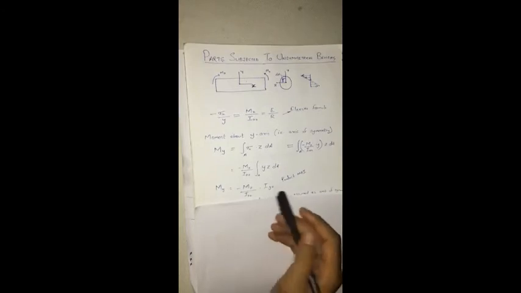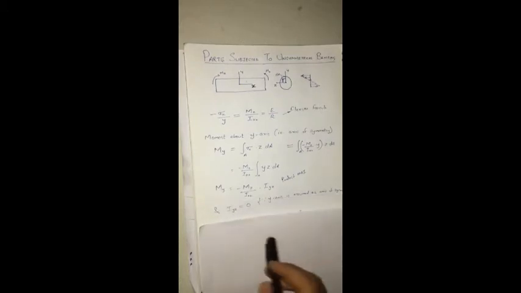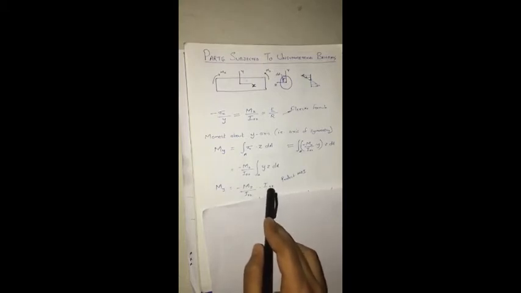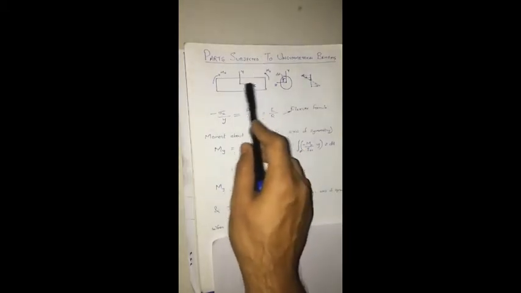Now, since we have assumed that y is the axis of symmetry, Iyz will be equal to 0. Since Iyz equals 0, we are able to apply this flexural formula. Okay. Now what will happen when Iyz is not equal to 0? When Iyz is not equal to 0, how will we be able to determine the stresses, that is the normal stresses in the beam due to bending?